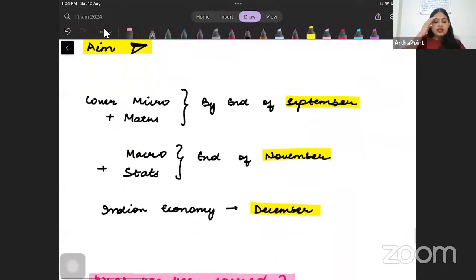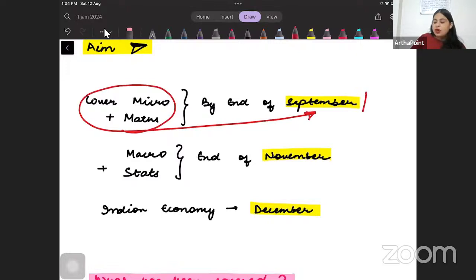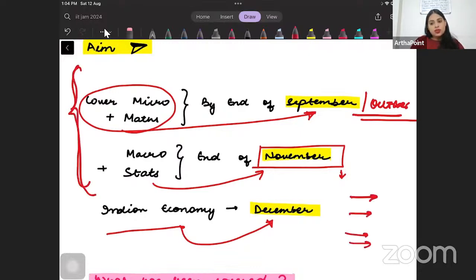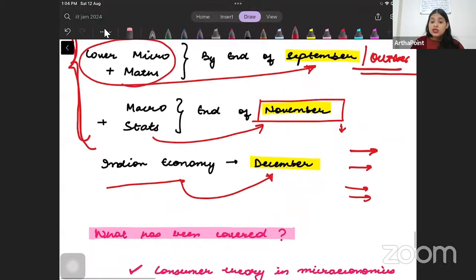So now, in general, what should be your aim? How should you be studying? I want all of you to cover micro and maths maximum by end of September or October. October is also fine. Macro and stats should be covered by end of November, and Indian economy should be done in December. The moment we hit November, at least these 4 subjects should be done so that you can start giving me mock papers.